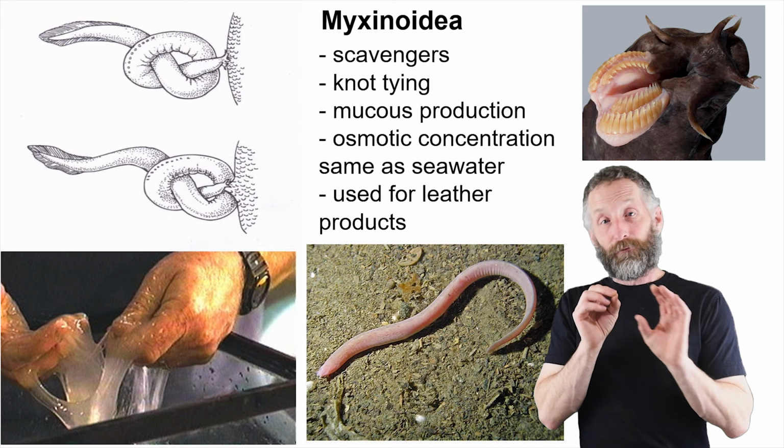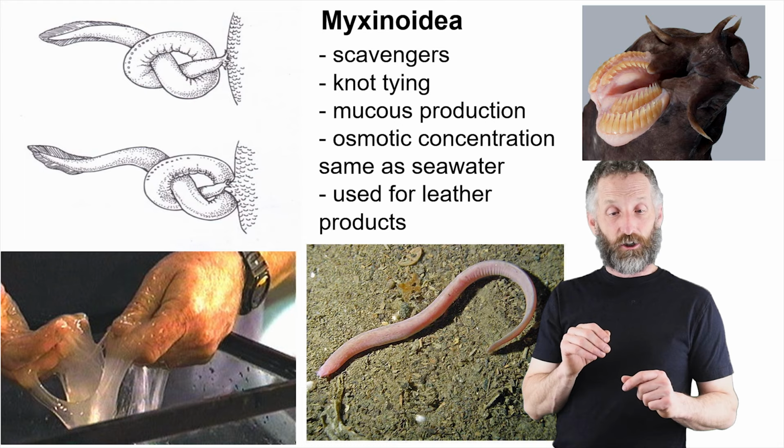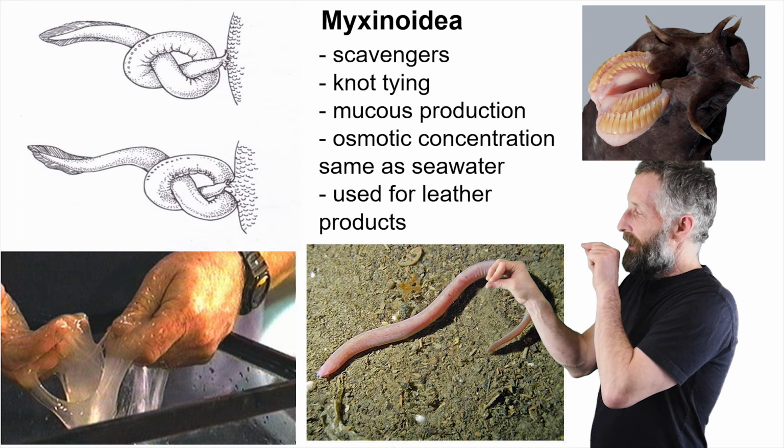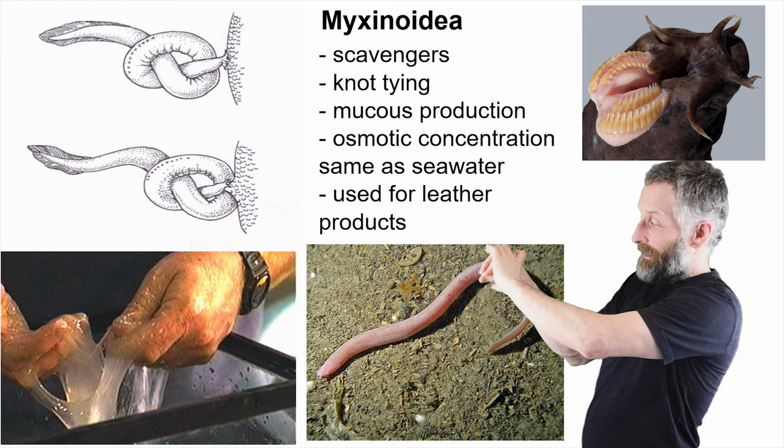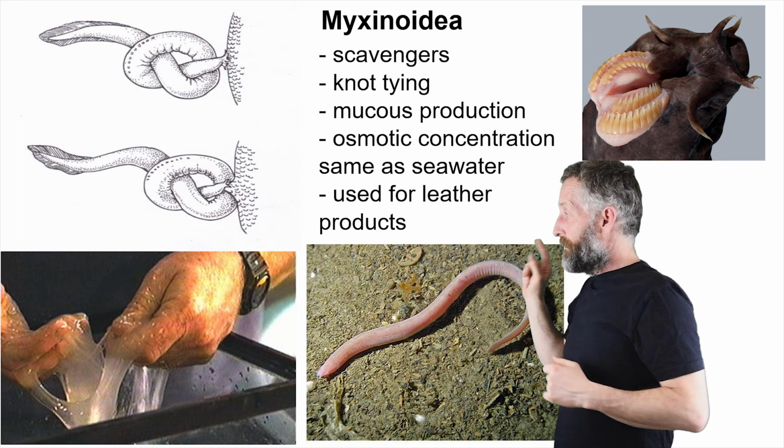Now, the way in which they solve this is that they actually grab onto something like a dead whale on the bottom. They grab onto a chunk of it with their mouth. Then they tie a knot in the body and move that knot down their body till they get to the head. And then the head can pull against the knot and rip off a piece of meat. So very cool, knot tying.